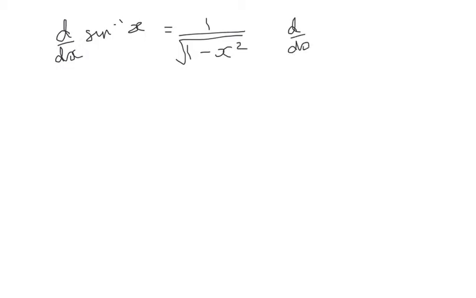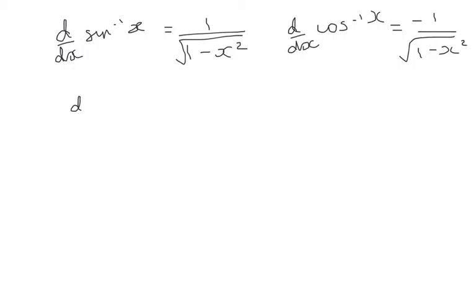Differentiating inverse trig functions. There's a formula to differentiate inverse sine, which is 1 over the square root of 1 subtract x squared. The formula for the derivative of inverse cos is negative 1 over the square root of 1 subtract x squared.